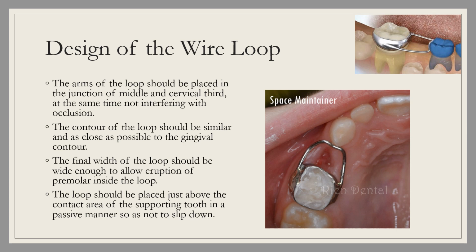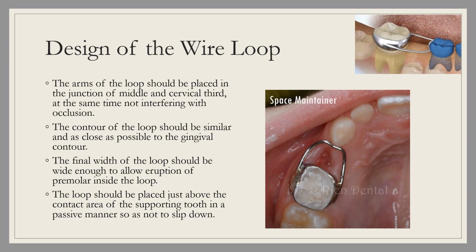The final width of the loop should be wide enough to allow the eruption of the premolar, and the loop should be placed just above the contact area of the supporting tooth in a passive manner. On the mesial side, the loop should be placed just above the contact area. On the band, the loop arms should be placed in the junction of the middle and the cervical third, so that they won't interfere with the occlusion.